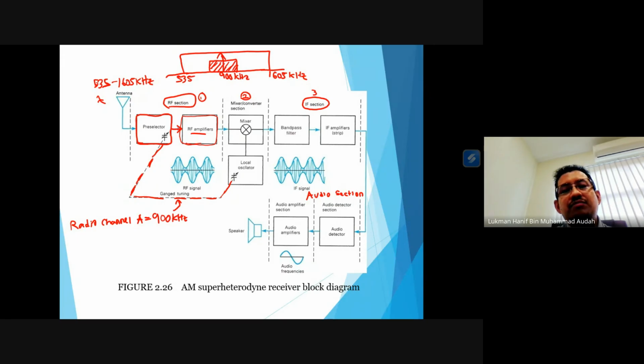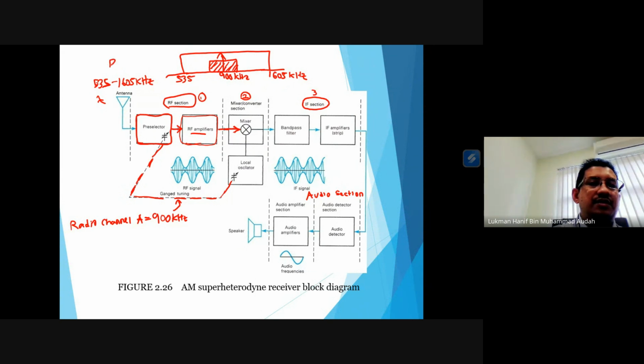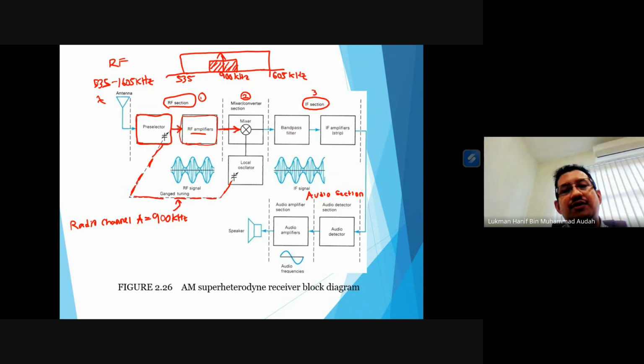Then it will pass through the mixer converter section. The mixer converter section contains two inputs. One is from the RF frequencies. The RF frequencies are this one, the radio frequencies from 535 until 1605. So the RF frequencies that pass through the mixer converter is actually this one.